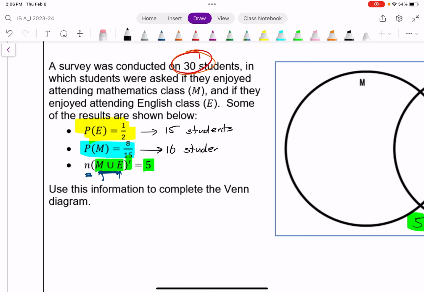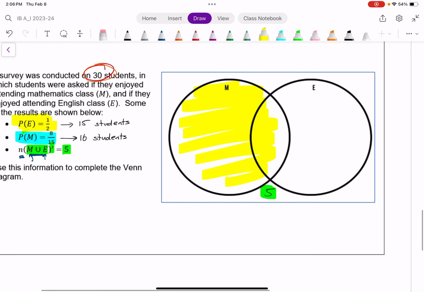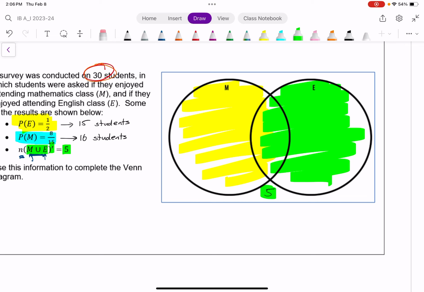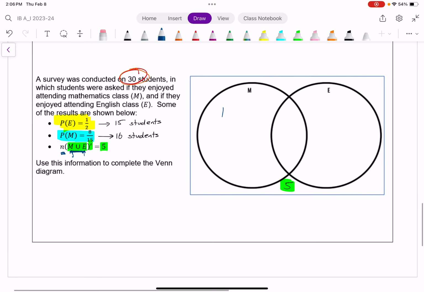Now here's where we've got to be careful. That means there's 16 students in total in this circle, and there's 15 students in total in this circle, but some of them are in both. And so we want to be wary of doing something like this, of saying, okay, there must be 16 here and 15 here. Well, first of all, notice this adds up to too much. 15 plus 16 plus 5 is more than 30. I only have 30 students in total.